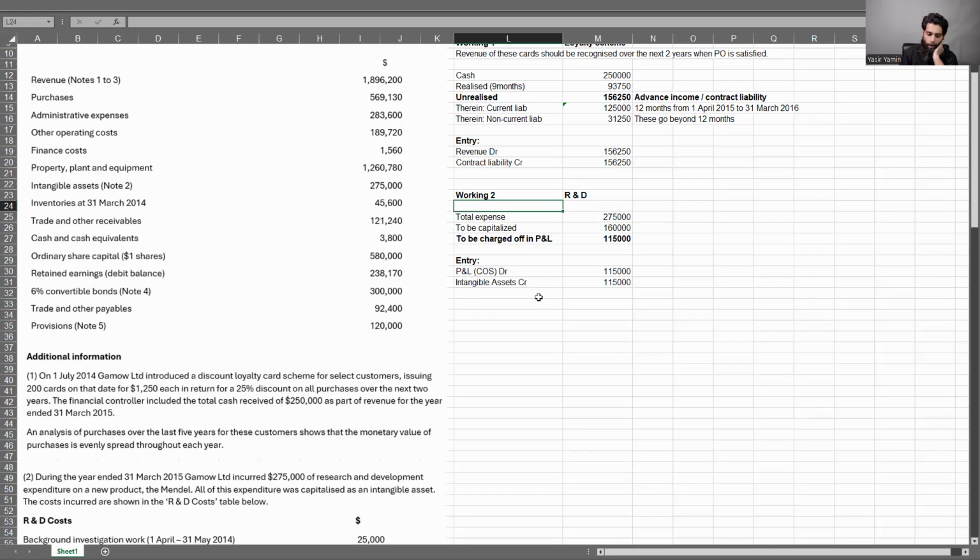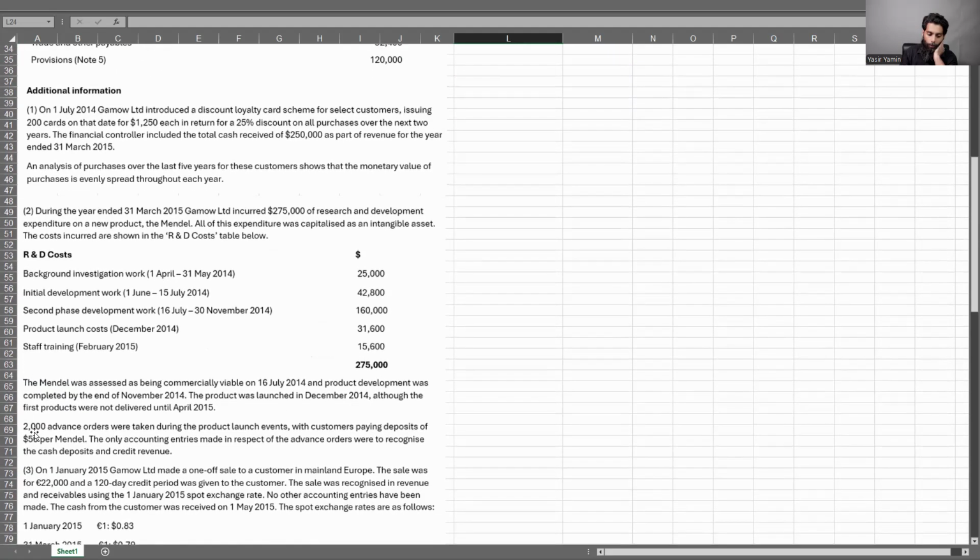All right. So it says one more thing. 2,000 advance orders were taken during the product launch event. This is one more indicator that the product was not available for sale. You took advance orders during the launch event. Launch happened in December 2014. The product was not available for sale. You received advance orders, just like you can place advance booking for iPhones that come next year. You know, they are not available for sale till now.